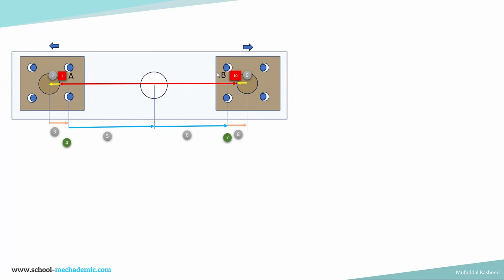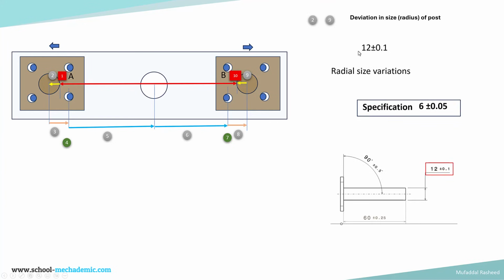Now let's calculate for 2 and 9. 2 and 9 are identical variations. So these are deviations in size, that is the radius of the post. It is nothing but the deviation in the radius of the post. So from the drawing we have this value 12 plus or minus 0.1, which shows the variation in the diameter of the post. We just make it into half, because we want radial size variations. So the specification is 6 plus or minus 0.05 for 2 and 9.